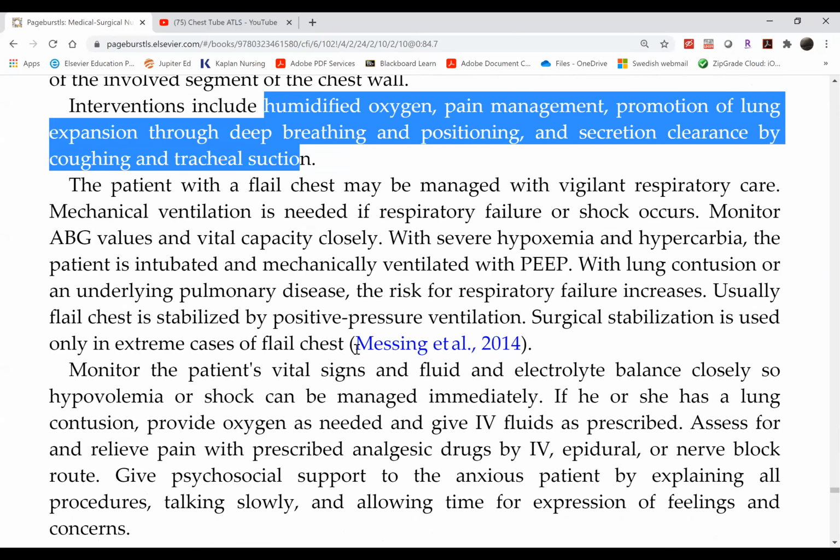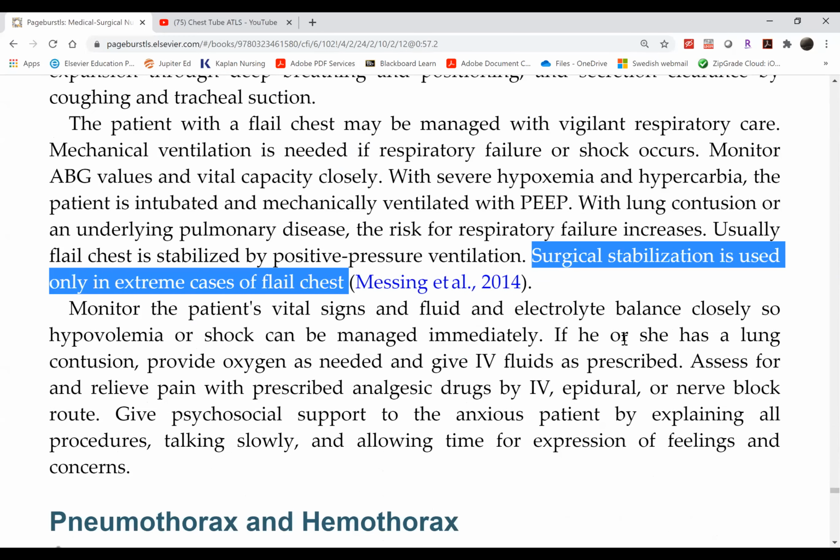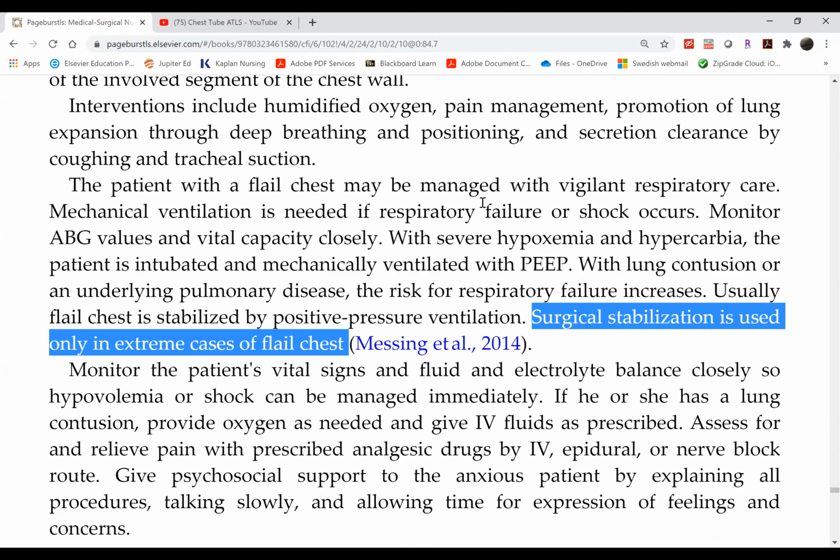So here's surgical stabilization. Until they get to surgery, you'll have to support the ventilation. If needed, they will have to be intubated and put on a vent, all depending on the severity.